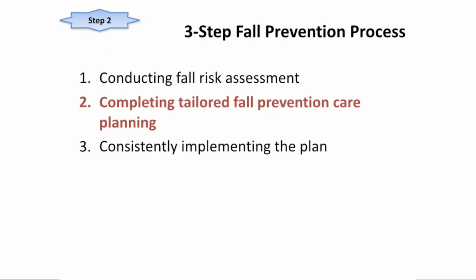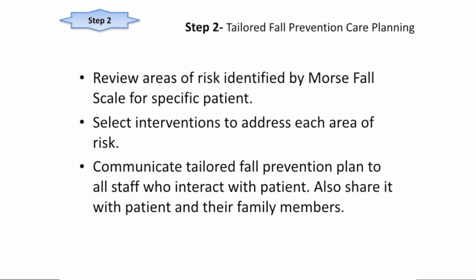Okay, so we talked through number one, conducting the fall risk assessment. We also talked about the second step in the three-step fall prevention process, which is completing the tailored fall prevention plan, because we talked about interventions as we went through the assessment. But just a couple more points about care planning. We want to review the areas of risk identified by the Morse Fall Scale for each patient. And again, we want to do this with the patient.